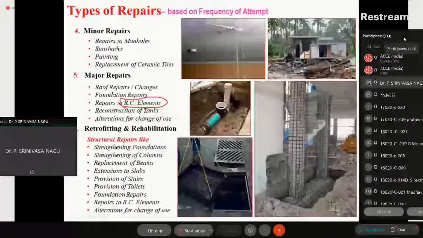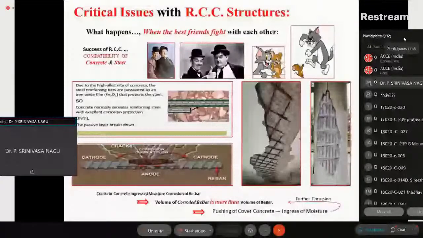So like that, there are several reasons for repairs, major repairs, right? And of course, retrofitting and rehabilitation. This is the ICU case. They are called structural repairs. That is, the retrofitting and rehabilitation involves strengthening issues or replacement issues like that. So like that, you can classify the repairs based on sounds, right?